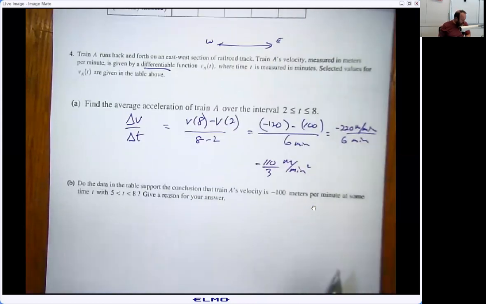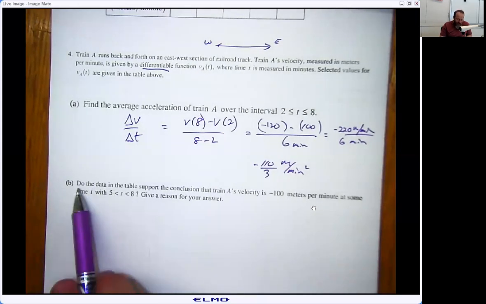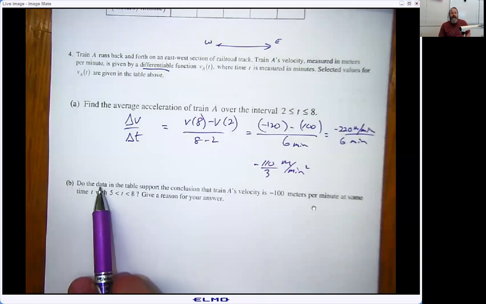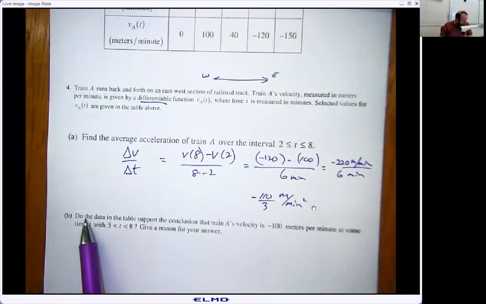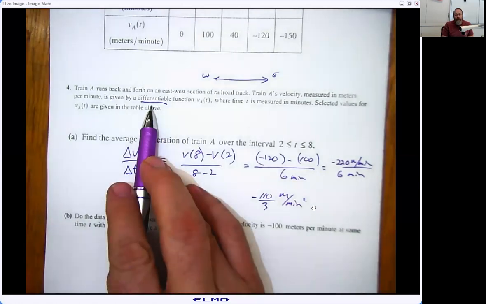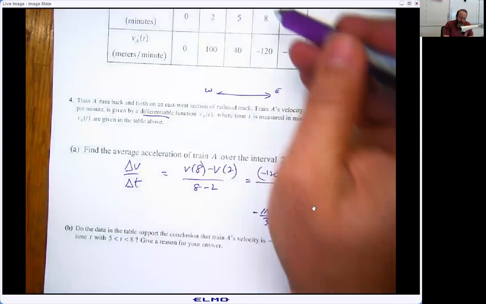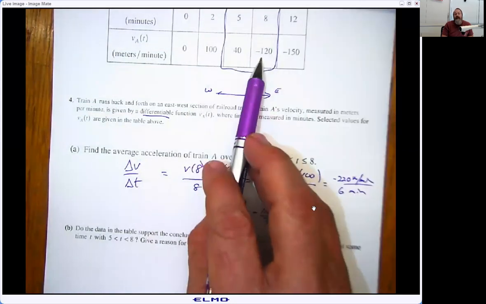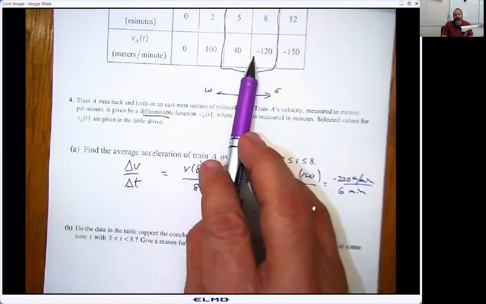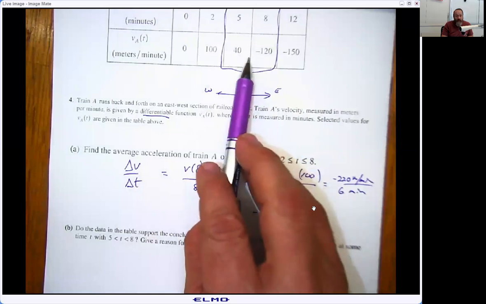Now, when we move off of that, it says, do the data in the table support the conclusion that the velocity had to be negative 100 somewhere between 5 and 8? It seems funny to me. It feels like it should say does the data, but I'm certain they've vetted this. So here's the deal. That's why this word differentiable was added to this story. Does it have to be negative 100 in here somewhere? I think we should know the answer is yes, because you can't go from positive 40 in a continuous way down to negative 120 unless you've actually passed through negative 100 on your way.